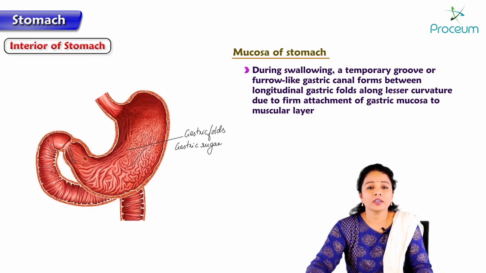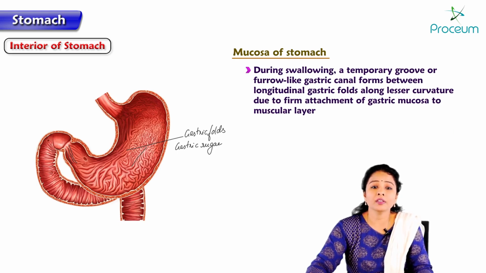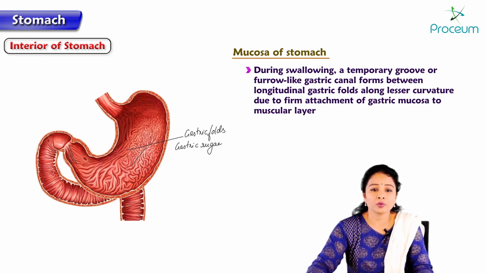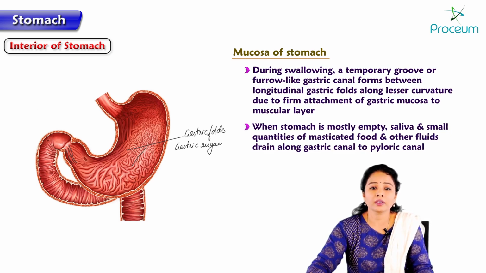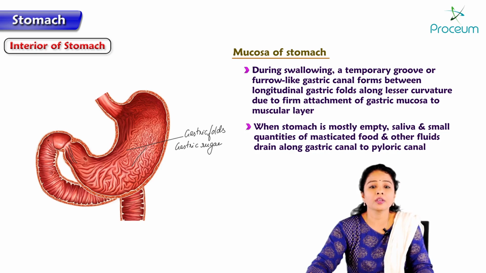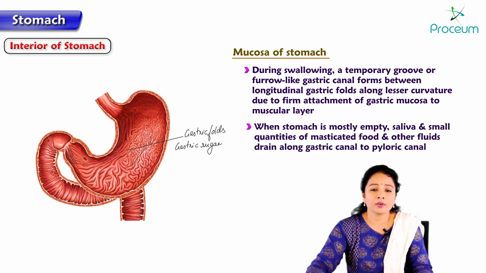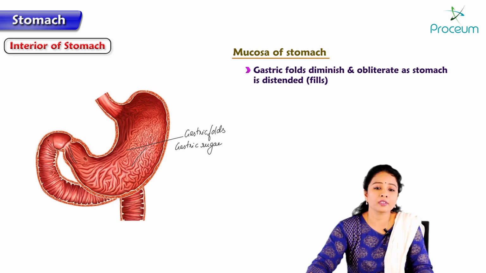During swallowing, a temporary groove or furrow-like gastric canal forms between the longitudinal gastric folds along the lesser curvature due to the firm attachment of gastric mucosa to the muscular layer. When the stomach is mostly empty, saliva and small quantities of masticated food and other fluids drain along the gastric canal into the pyloric canal. So the gastric folds diminish and obliterate as the stomach is distended and fills.